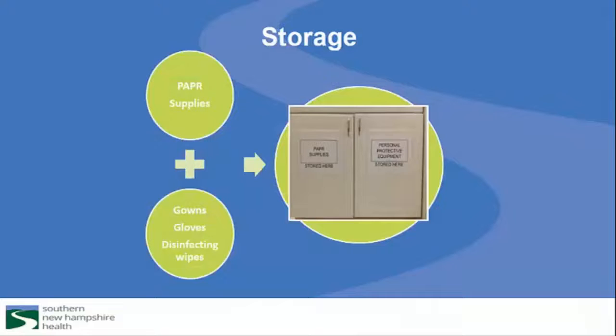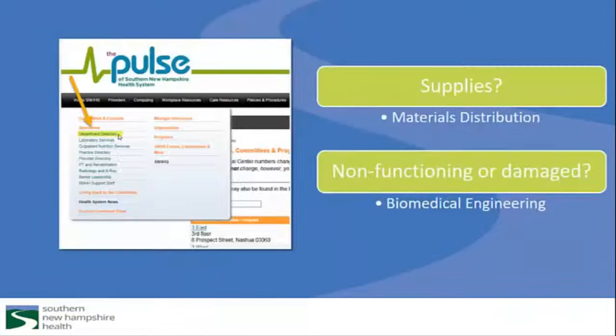The PAPR should be stored on a cart or inside a clean, covered area accessible to all staff who may need to use it. The storage area should contain PAPR supplies including 1 PAPR unit with battery packs, belts, and chargers, disposable cuffs, comfort strips, and filters. Alongside PAPR supplies, there should be gowns, gloves, and appropriate disinfecting wipes. This will be your gray or orange top standing cloth. It's best practice to clearly label the area where personal protective equipment is stored. If additional supplies are needed, please notify materials distribution. If the PAPR is non-functioning or damaged, please notify biomedical engineering.